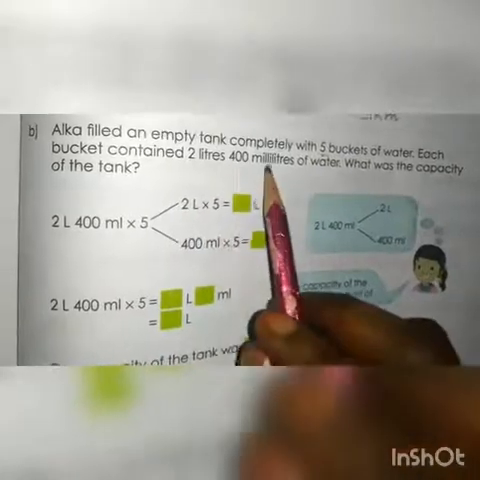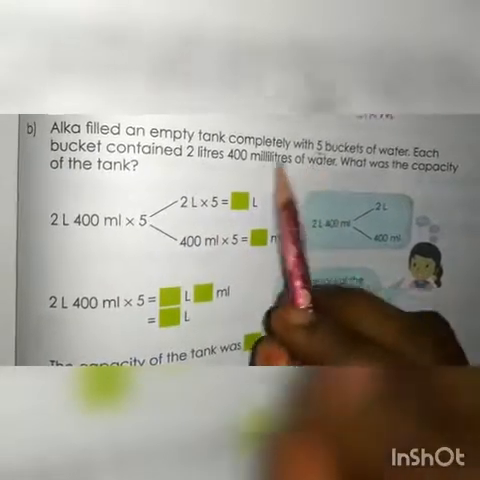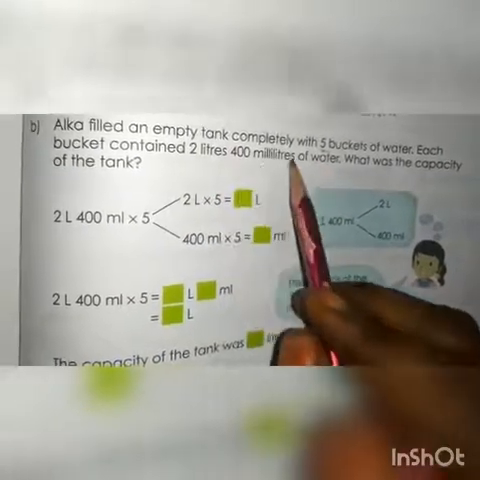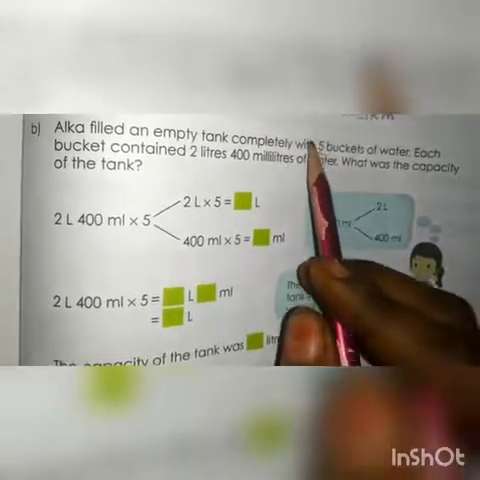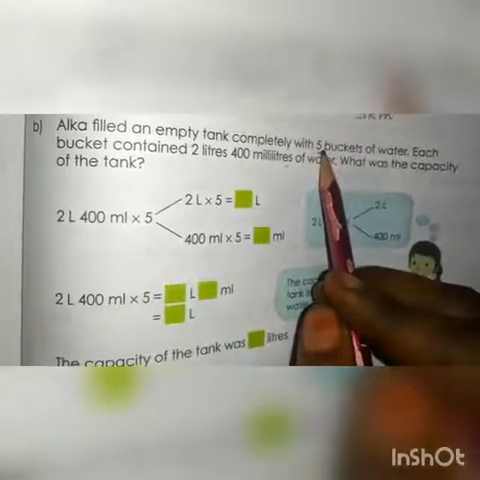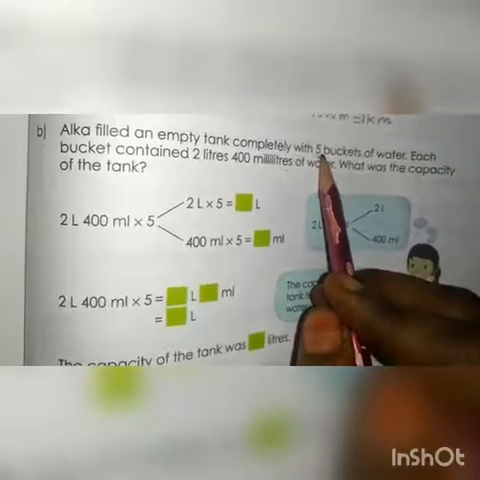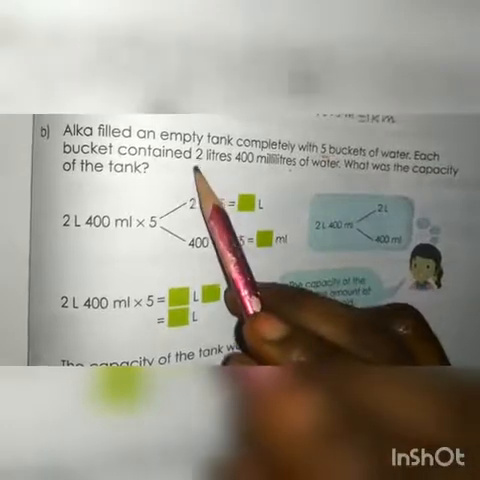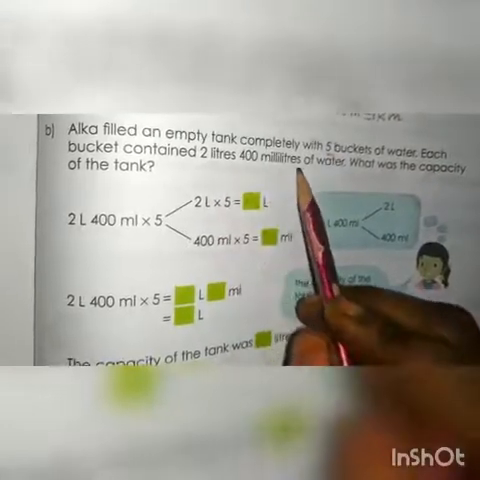2 liters 400 milliliters of water. Each bucket contains 2 liters 400 milliliters of water. So we have 5 buckets, right? To fill the tank we need 5 buckets of water. So 5 into 2 liter 400 milliliter of water.